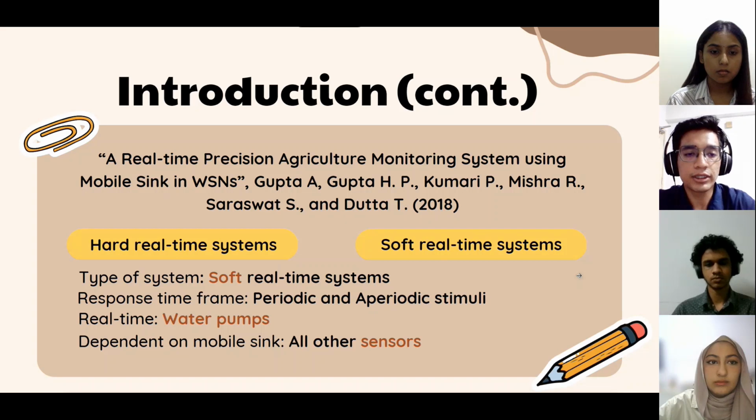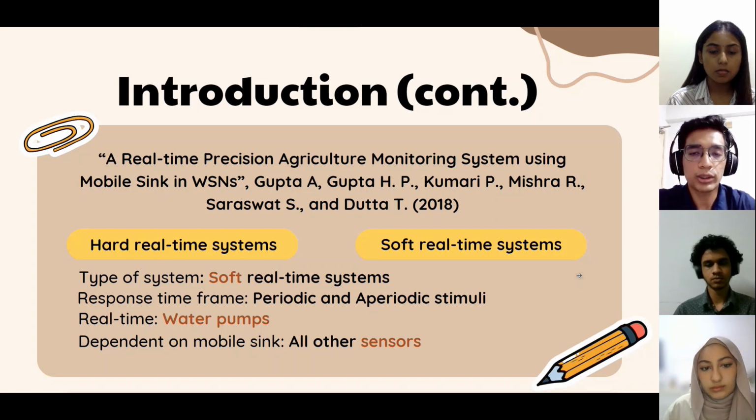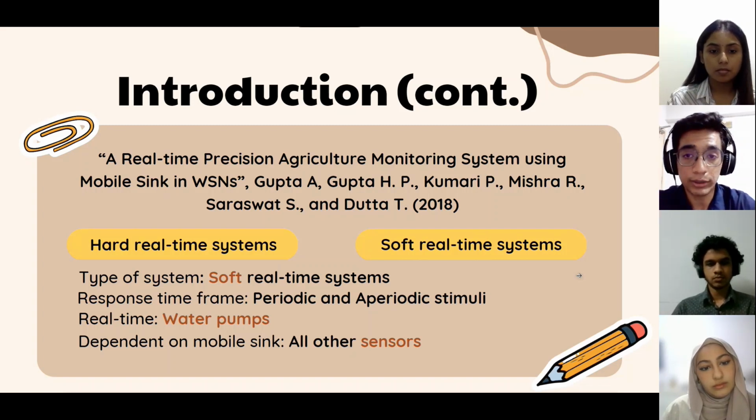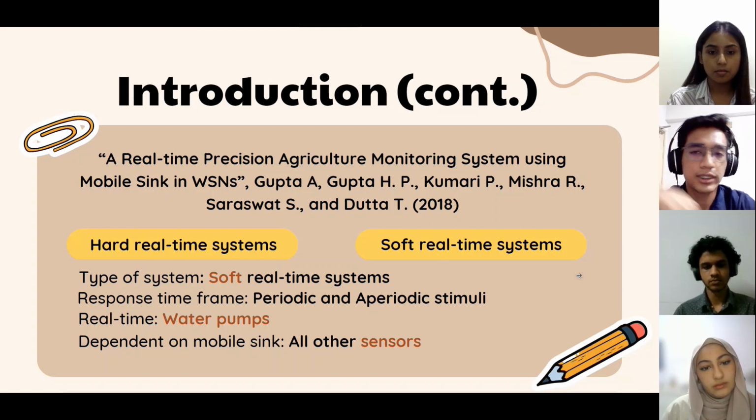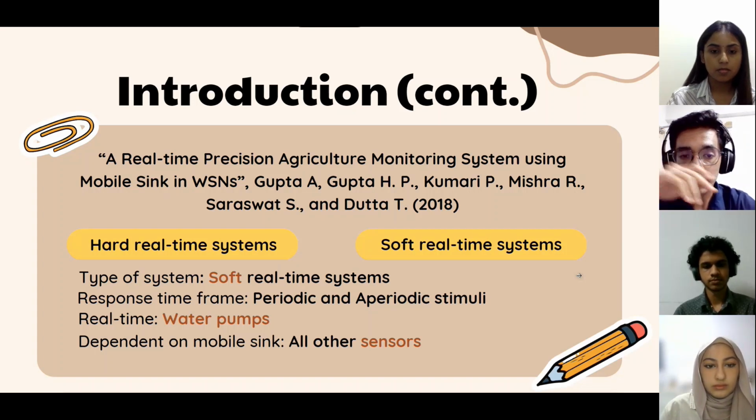In terms of response time frames, if we would like to highlight two different ones, they are periodic and aperiodic stimuli. Periodic stimuli is something that you would normally see over a certain time period. This can be attributed to the mobile sink in our particular paper. A brief rundown of how it works: if a mobile sink, like a tractor, passes through a certain area, then the sensors in that particular area will send their data to that mobile sink. So that's how that works.